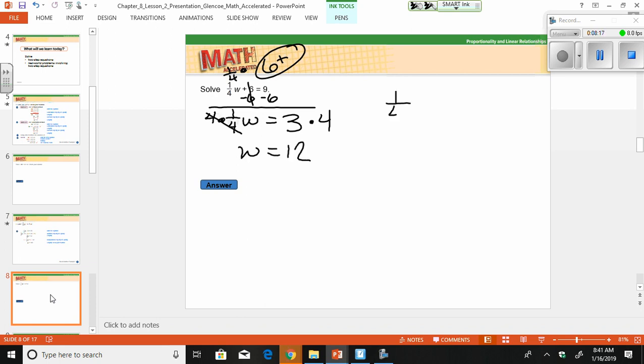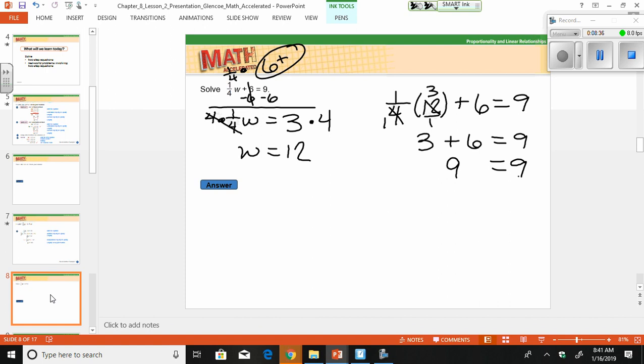Going back and checking our answer, so I have 1/4 times 12 plus 6 equals 9. So I can cross reduce here. 1 times 3 is 3. 3 times 1 is 1. So 3 divided by 1 is just 3. So I have 3 plus 6 equals 9. I get 9 equals 9.